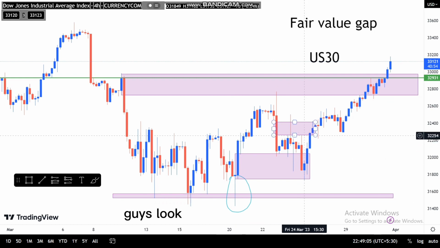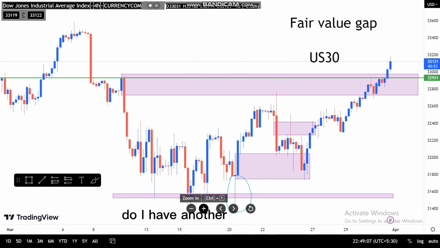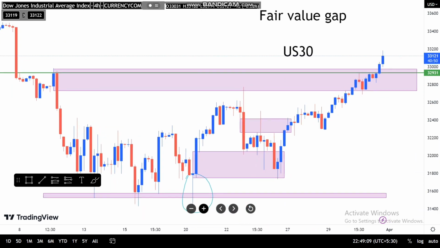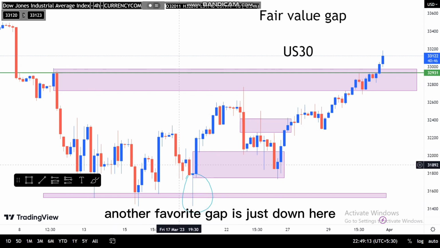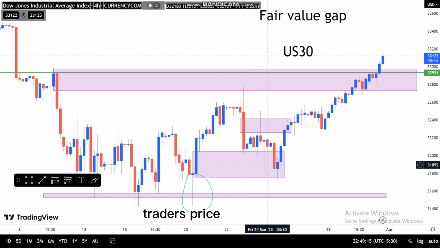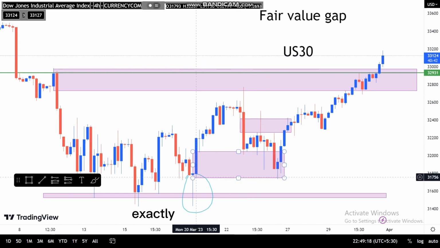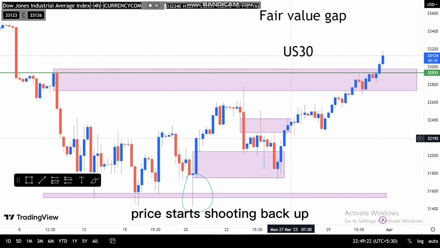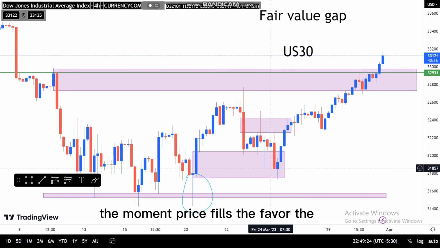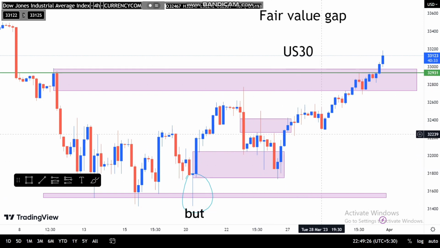Guys, look through your markets. Do I have another fair value gap? Another fair value gap is just down here. Traders, price comes back, fills the gap exactly where I've marked it out. Price starts shooting back up. The moment price fills the fair value gap, it starts shooting up back.